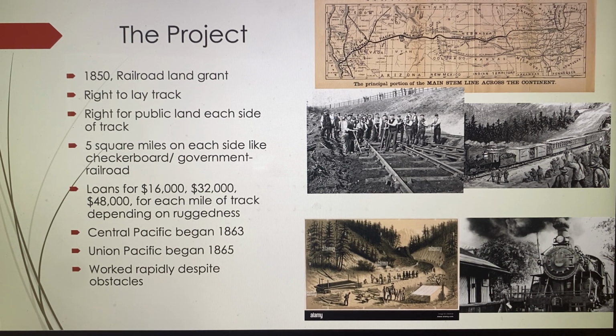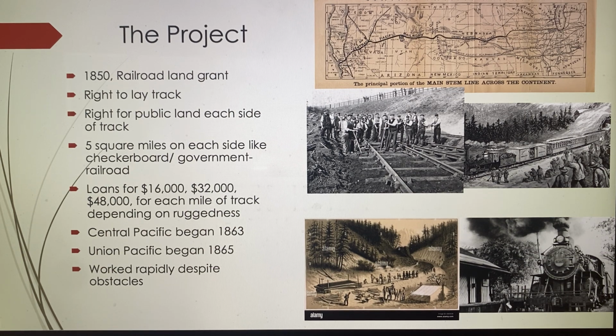In 1850, a railroad land grant was given, and it gave the right to lay track and the right to public land on each side of the track. On each side of the track, they would get 5 square miles, and it'd be like a checkerboard where the government would own part of that land and the railroad the other part of the land.